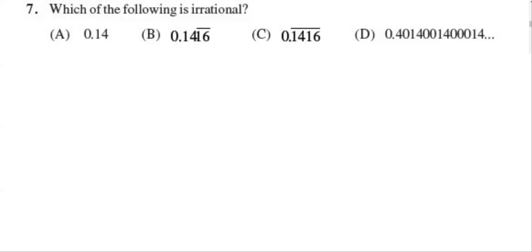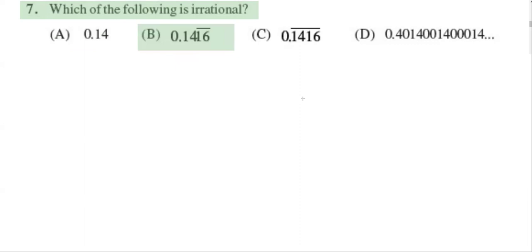This is question number 7. In question number 7, we have to figure out which of the following are irrational. Now, one by one, we see that the first one here is 0.14. Well, clearly you should know that the decimal expansion of an irrational number is non-terminating, non-recurring. So this cannot be the answer because this is a terminating decimal expansion.